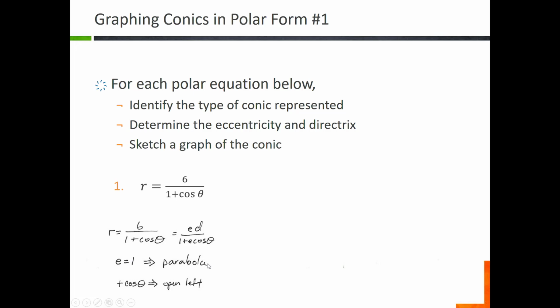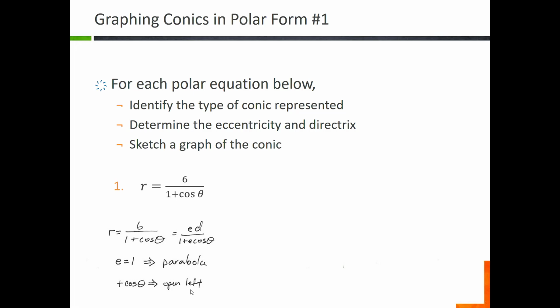Okay, so right now, just from a real quick glance at our equation, I know the eccentricity is 1, so the type of conic has to be a parabola. Other things I can figure out from here: because it's a plus cosine in the denominator, I know the graph has to open to the left.